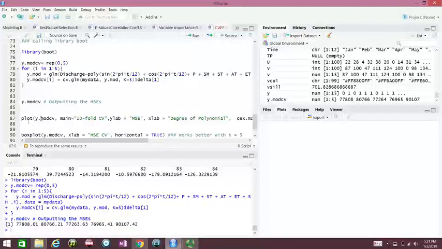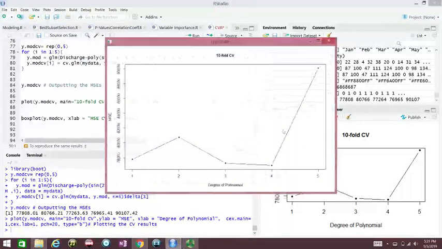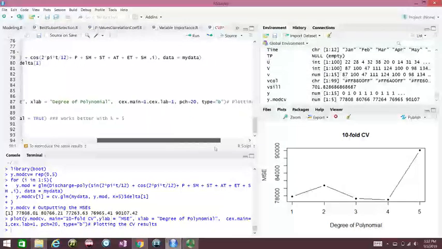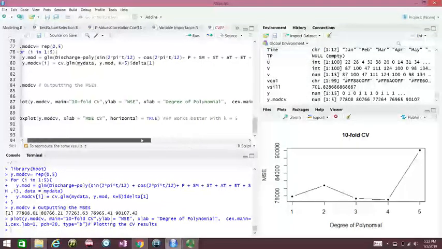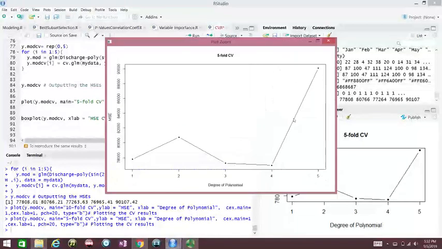And then if you would like to plot your y.mod.cv, main, you give the name you want, and the degree of polynomial as xlab, ylab, MSEs. So this is the plot. xlab, degree of polynomial, MSEs, ylab, and the main. 10, so it should be 5-fold cross validation here. Okay, so this is what we have.